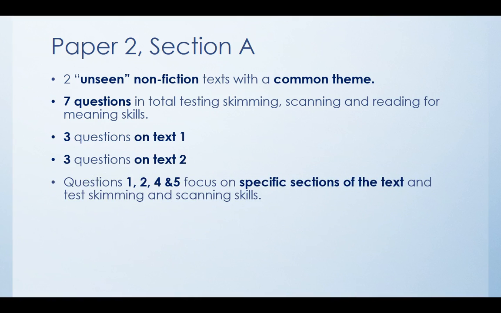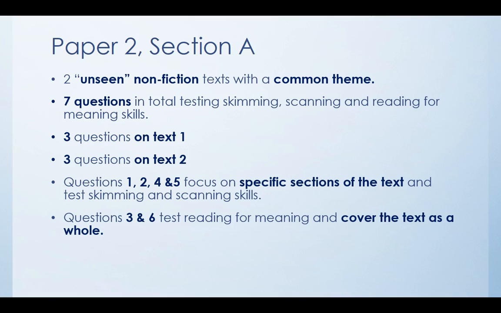Questions 1 and 2 on text 1 and questions 4 and 5 on text 2 will always focus on a specific section of the text. You will be given a line reference and you will be asked to retrieve some information from those particular line references. You must make sure that the information you retrieve comes only from the section that you've been directed to. If it comes from anywhere else in the text, you automatically lose that mark. The examiners cannot award marks if you have found the information from elsewhere in the text. So I would suggest highlighting the line references that you're given to make sure you look at the right section of text in there.